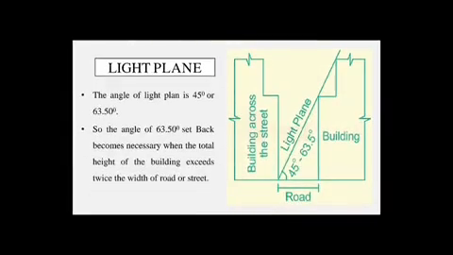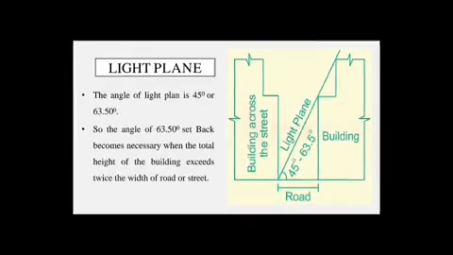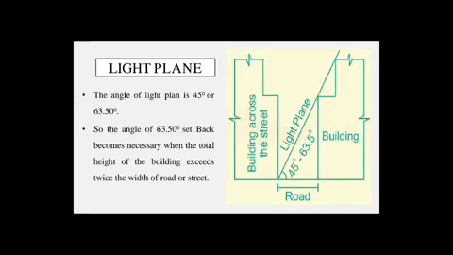Then it's a light plane. The angle of a light plane is 45 degree or 63.5 degree. The light plane is nothing but the angle made between two buildings, from the corner to the height of another building, as shown in the figure at the right hand side.